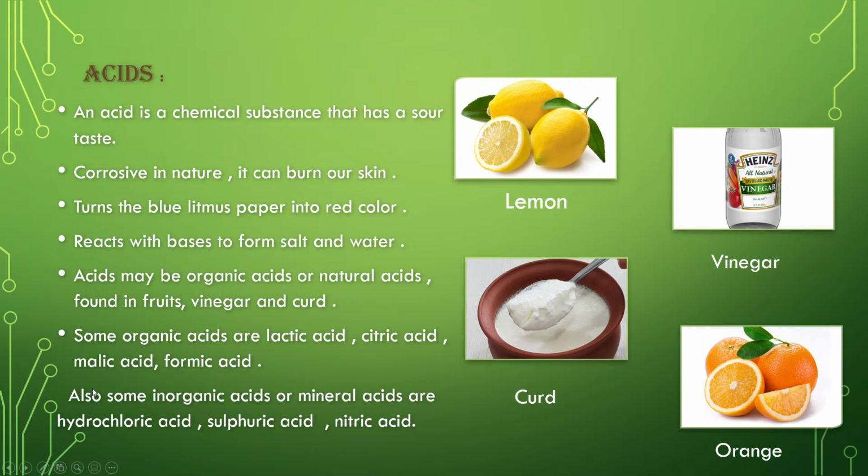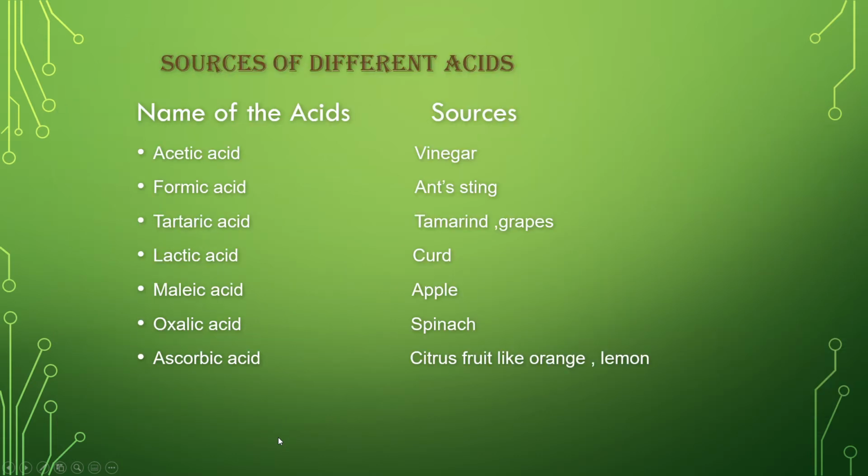But there are also inorganic acids. Inorganic means that acids are obtained from the earth's crust. That means from the soil, below the soil, from the minerals, from the ores, the acids are obtained. Those types of acids are called inorganic acids or mineral acids. And what are the examples of inorganic acids? These are hydrochloric acid, sulfuric acid, nitric acid. These are all inorganic acids.